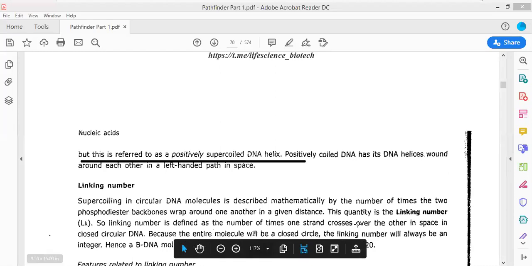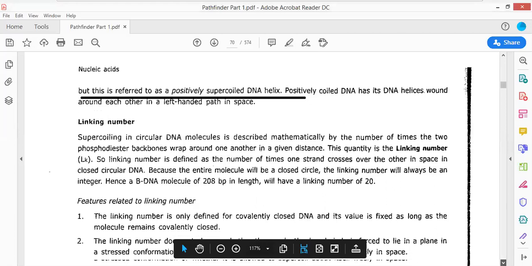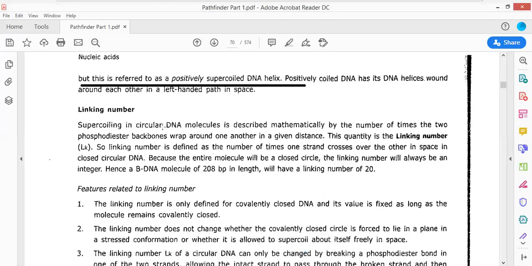Now the next part was about the linking number that has already been told to you. What is this linking number? So supercoiling in a circular DNA molecule is described mathematically by the number of times the two phosphodiester backbones wrap around one another in a given distance. The quantity is referred to as linking number. Linking number is defined as the number of times one strand crosses over the other in space.